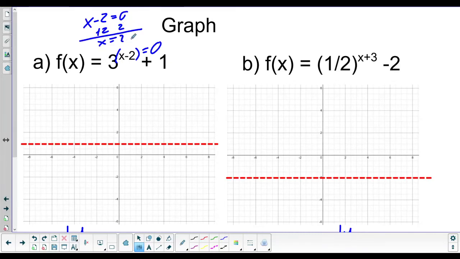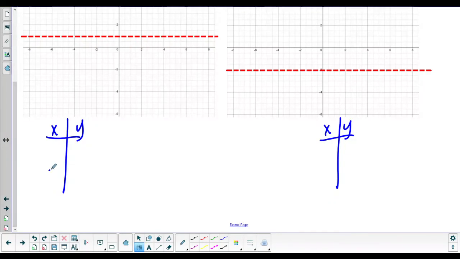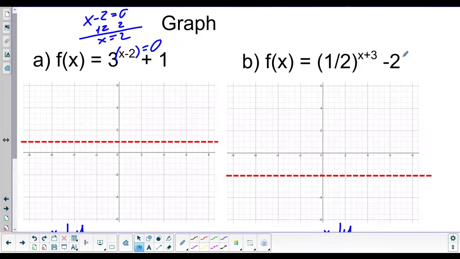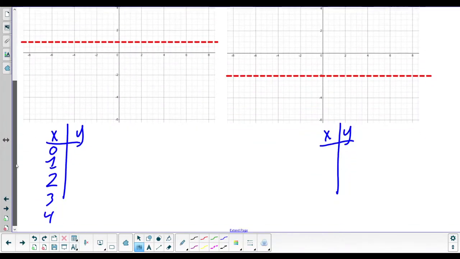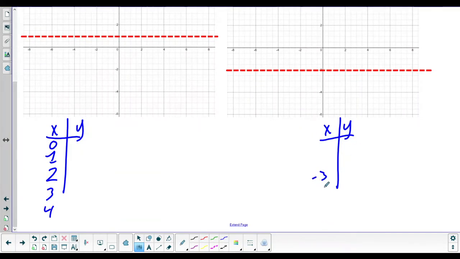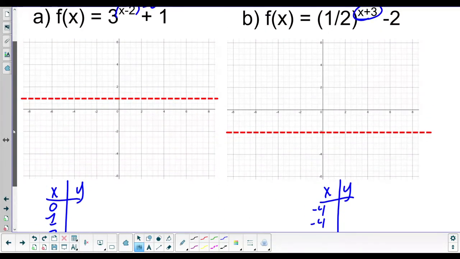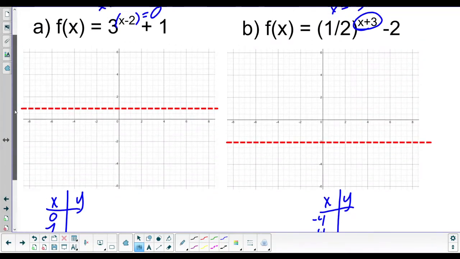So X equals 2. I would pick that as your middle number. So 2, and then go +1, +1, -1, -1. Same thing here. Set this equal to 0, and then solve for X. So we get X equals -3. Make that your middle number, -3. Then +1, +1, -1, -1. And then that will help you get a pretty good idea of your graph.